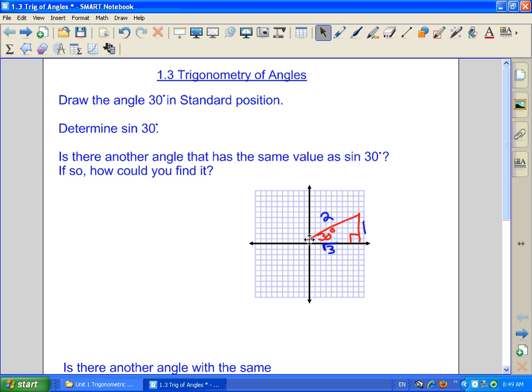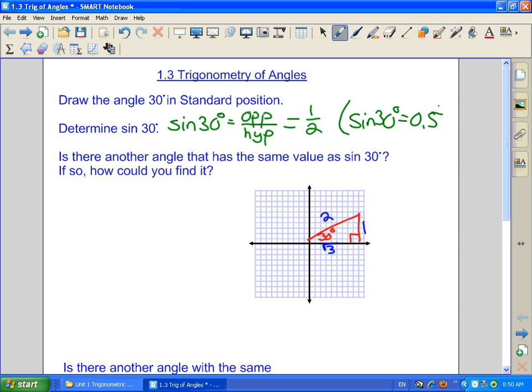Now it says to determine sine of 30 degrees. So sine of 30 degrees, again, that's your opposite over your hypotenuse. And in this case, it is 1 over 2. If you plugged it in your calculator and went sine of 30, sine of 30 degrees is going to give you 0.5. Is there another angle that will give you the same value as sine of 30 degrees?